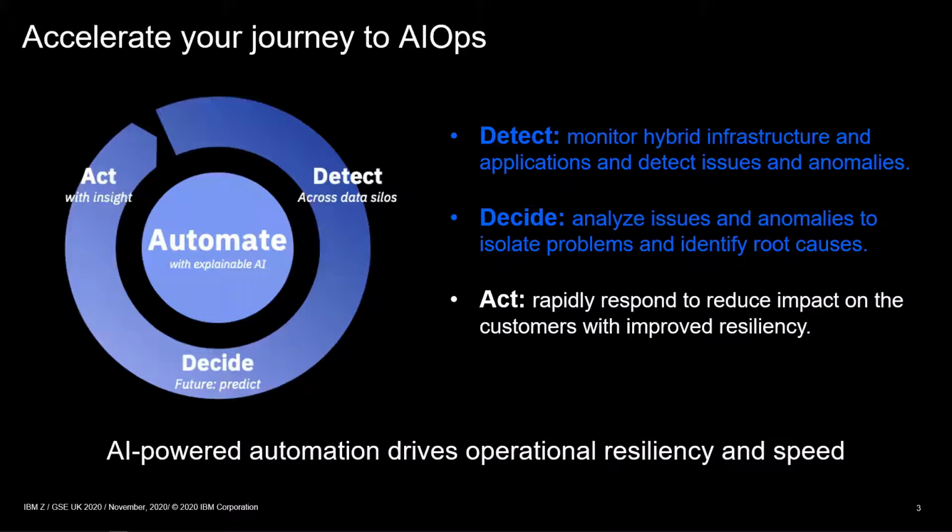So we're taking an approach to helping our customers accelerate their journey towards AI ops. And we're going through this in a few different phases. Detect, decide, act, and then ultimately automate. And the drive is really towards intelligent operations. And a lot of what we'll talk about today falls into that detect and decide phase of the wheel that we have here.